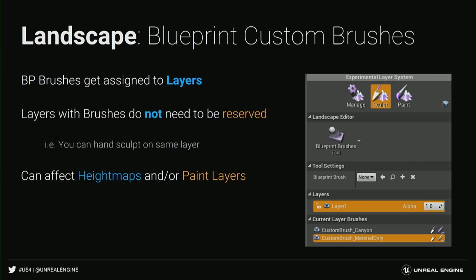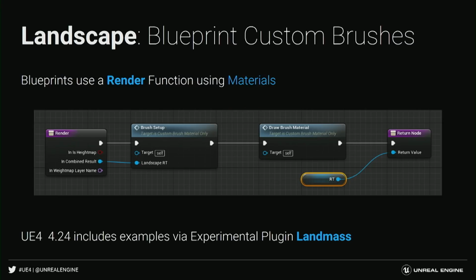So if you want to have a brush that does stuff and then edit with hand brushes or hand sculpting on top of that, you would have another layer above and then do the hand edits in that above layer. And these brushes can affect either height maps or paint layers. And that means also multiple layers. You're not restricted to just choosing one.